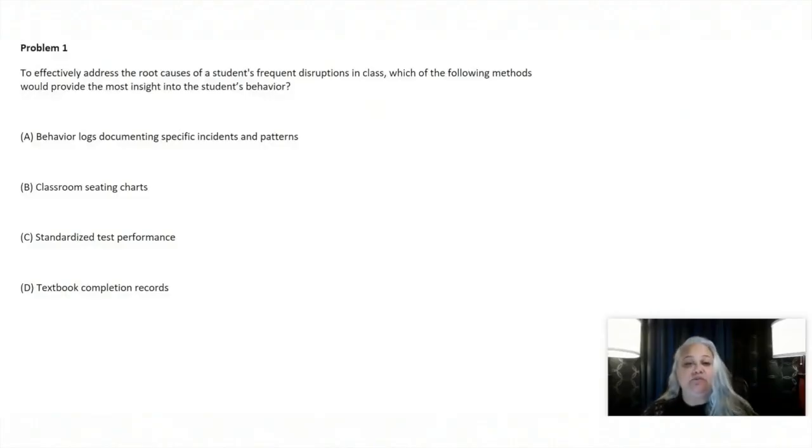To effectively address the root cause of a student's frequent disruptions in class, which of the following methods would provide the most insight into the student's behaviors? Choice A, behavior logs documenting specific incidents and patterns. B, classroom seating charts. C, standardized test performance. Or D, textbook completion records. Let's talk about why these choices would be good or not such a good choice.